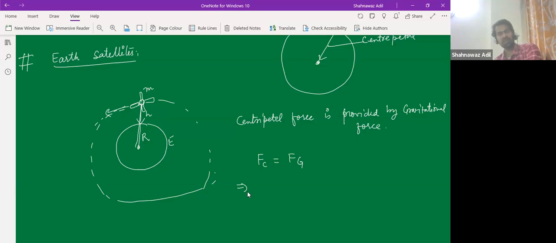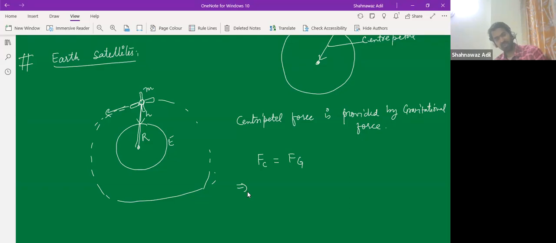Centripetal force is mass into acceleration. What is the centripetal acceleration? We have just done uniform circular motion. What is the centripetal force? I don't remember.